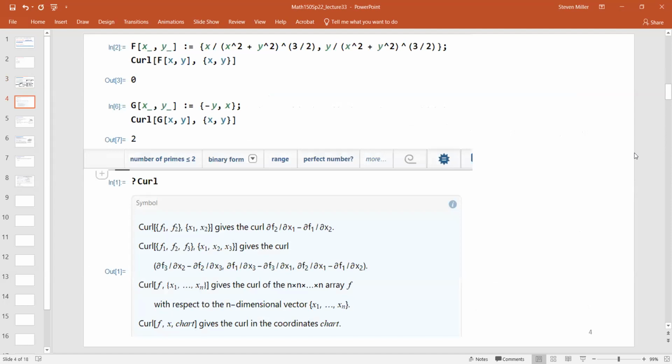Okay. I'm just throwing in here a snippet of some calculations I did, not surprisingly, in Mathematica. So I chose my first function f of x, y to be x over (x squared plus y squared) to the 3/2, y over (x squared plus y squared) to the 3/2. Does anybody know what that function is? It's written in a way that might be a little hard to follow.